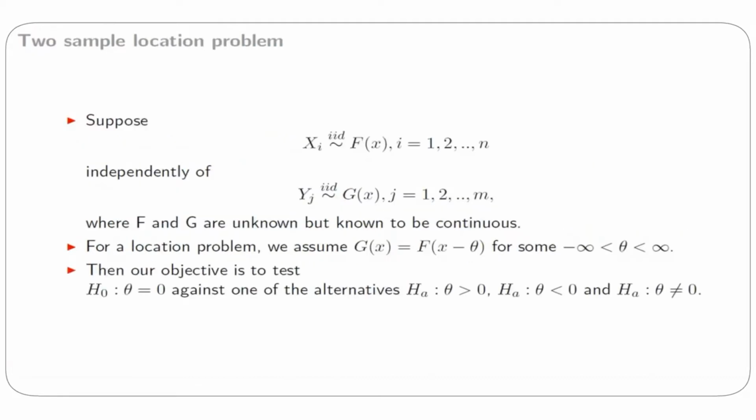So we start with two sample location problem. Suppose X_i are n IID observations from some distribution F(x), and Y_j are m independent observations from G(x), and these two samples are independent, where F and G are unknown but known to be continuous. For a location problem, we assume G(x) as F(x minus theta) for some theta belonging to the real line, and then our objective is to test the null hypothesis that theta equal to 0 against all possible alternatives, that is theta greater than 0 or theta less than 0 or theta not equal to 0.